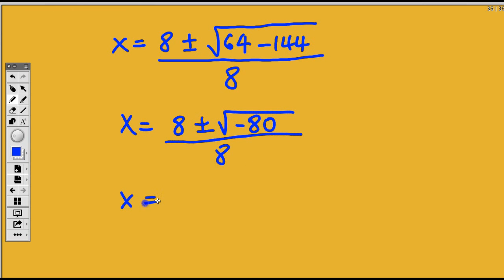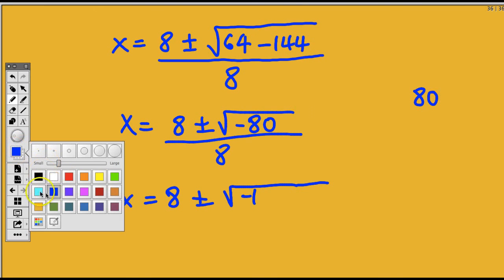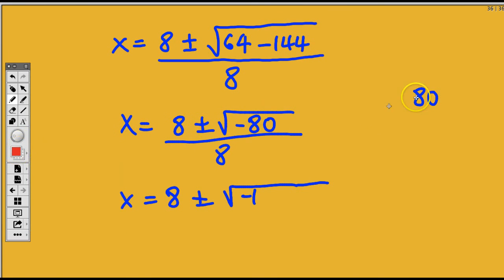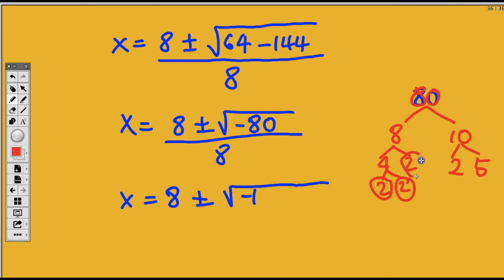This is the first time you're seeing this, but the negative inside the square root becomes an i because it's an imaginary number. But we'll talk about that in a bit. Let's go ahead and change this into factored form. 80 in factored form using only prime numbers is 8 times 10. 10 is 2 times 5. 8 is 4 times 2. 4 is 2 times 2. So you can only circle the prime numbers, okay?